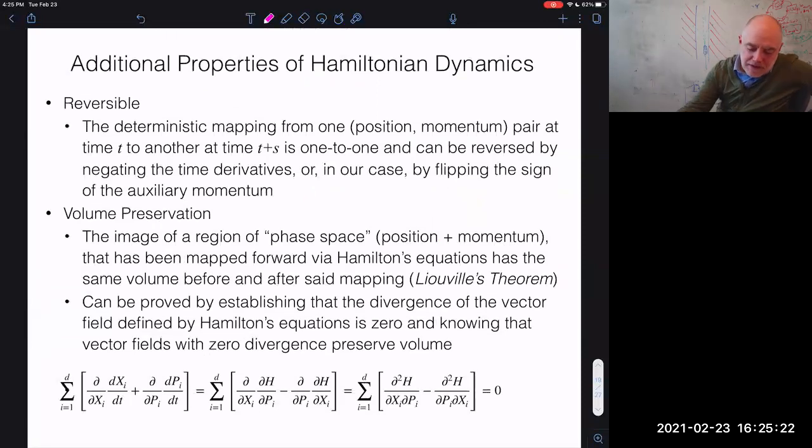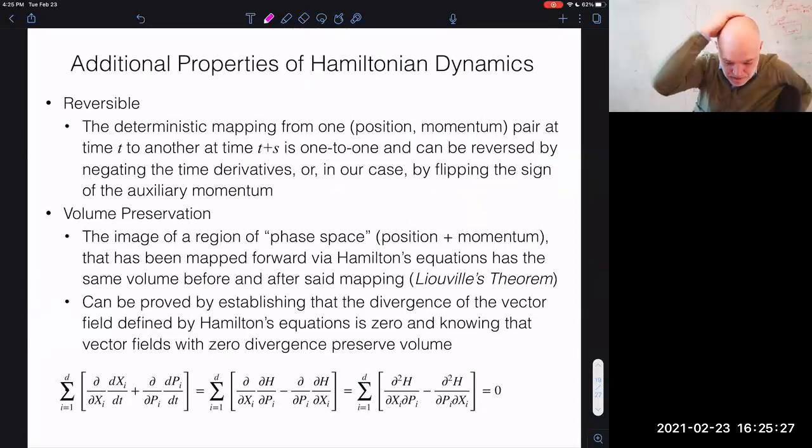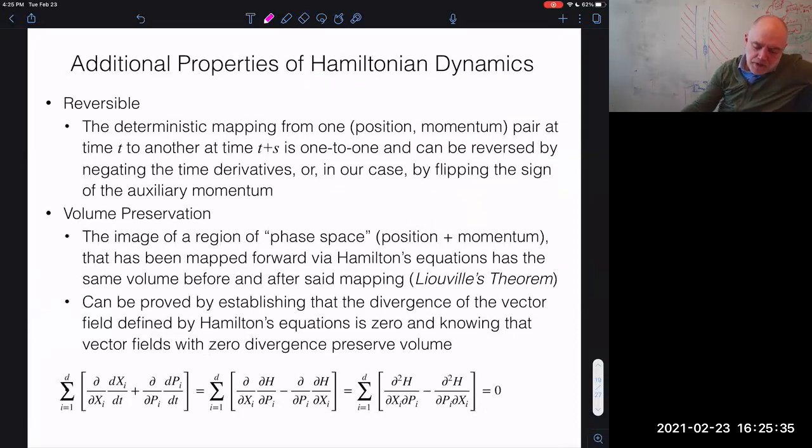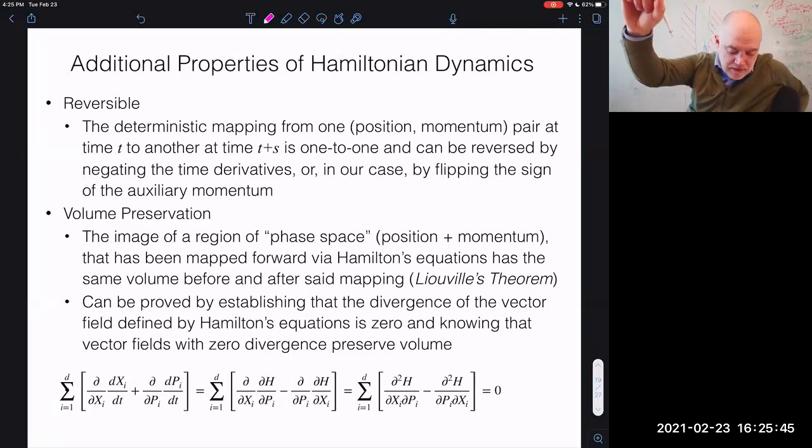So there are some additional properties of the Hamiltonian dynamics that we have to rely upon, and these get pretty hairy. I'm not going to go into super high detail, it's too much for what we need. But one thing that's relatively clear is that the deterministic mapping is reversible. The position momentum pair at time t relative to another time at time t plus s is one-to-one, and it clearly can be reversed by flipping the sign of the auxiliary momentum. So that's cool if you could perfectly simulate the system.